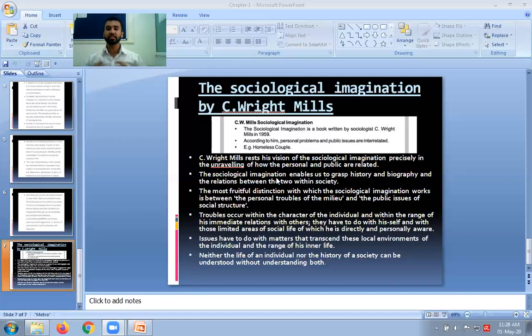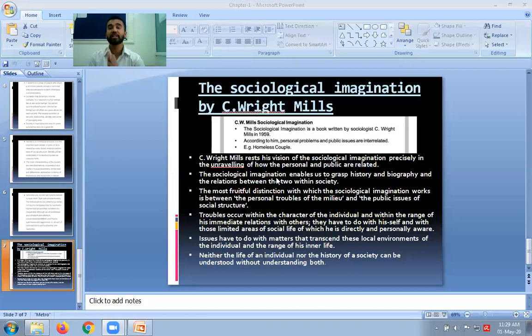As students of sociology, we just can't think of the problem of a homeless couple or a homeless family as a personal problem. We just can't do that, right? We need to understand it's a public issue also, because a homeless couple or family is a group of people related to a society as well. Something related to our society can be understood as a public issue, right? Because it is humans, persons, individuals that actually make up a society.